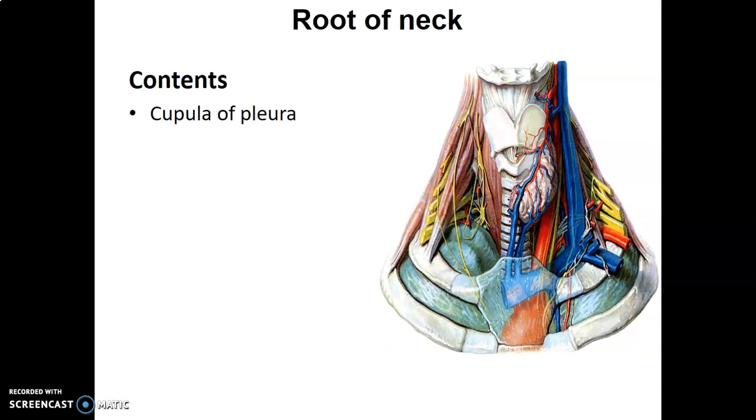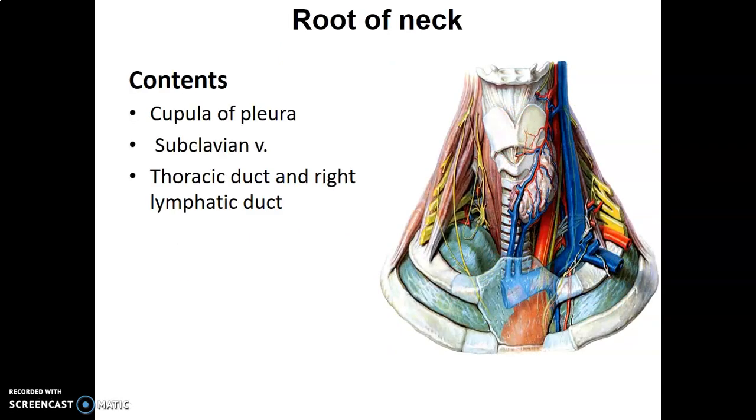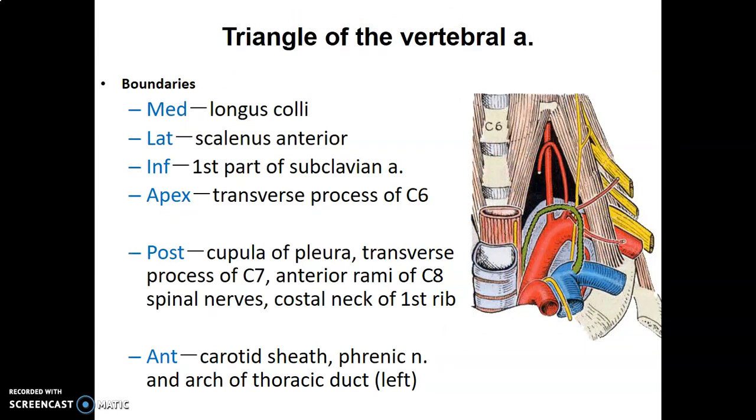So the root of the neck contains the cervical portion of the pleura, subclavian artery and vein, thoracic duct and right lymphatic duct, and you have the vagus nerve and phrenic nerve. Next, we go to the triangle of the vertebral artery. Where is the triangle of the vertebral artery? As you can see here, we have a triangle.